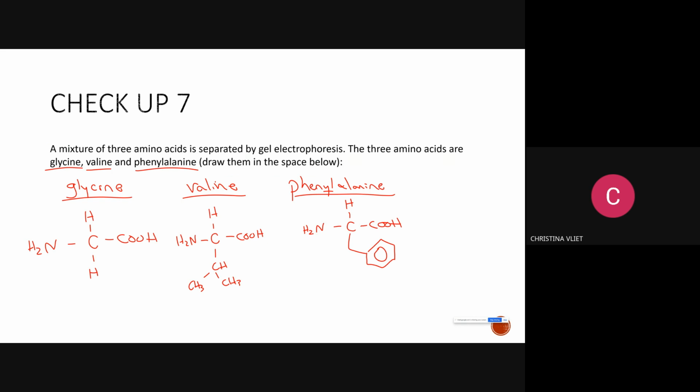So draw them in the space below. And then I made sure I printed it out in such a way that on the bottom, you can actually draw the ions present at a specific pH. So you could just look up to see how to do that, because they're on the same page.